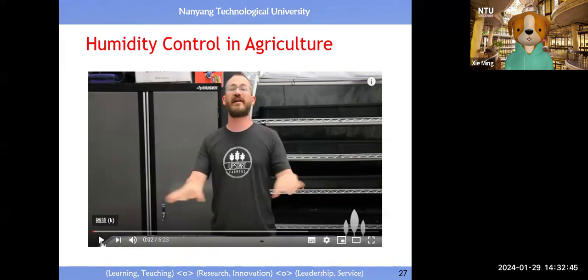Humidity control is also very important inside a building with a lot of residents, because in Singapore, I guess all of you know, it is quite humid here. So for the comfort of our own living, we need to control humidity. And in agriculture, this video will highlight that humidity control is also extremely important, right?